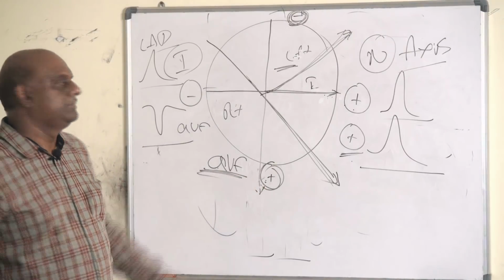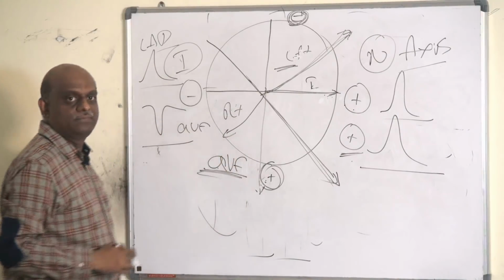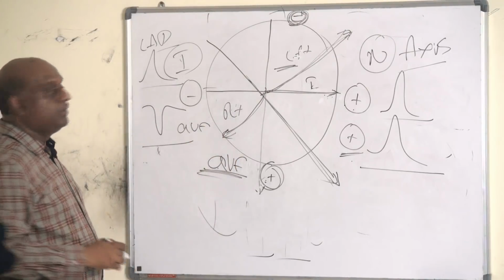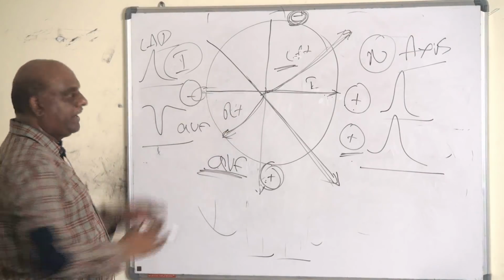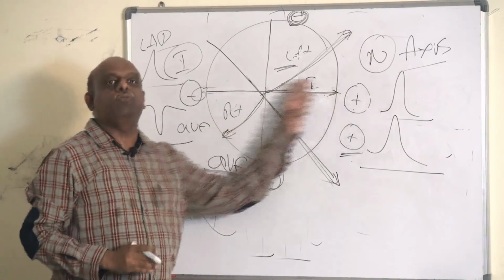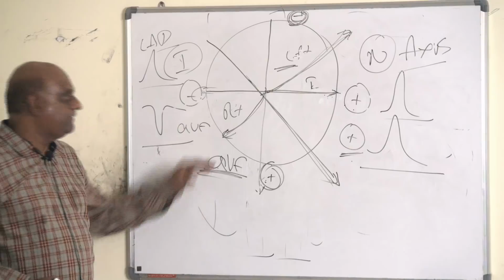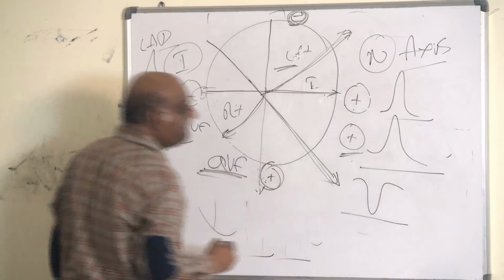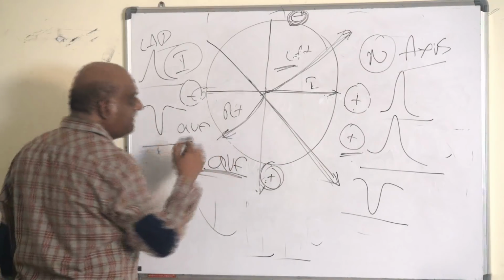Very simple. Then suppose it is a right axis deviation. If it is a right axis deviation, which side of the lead 1 is it traveling towards? It is traveling towards the negative side of the lead 1 and leaving away from the positive side. So that is the reason in the lead 1, if there is a right axis deviation, you get a negative deflection.